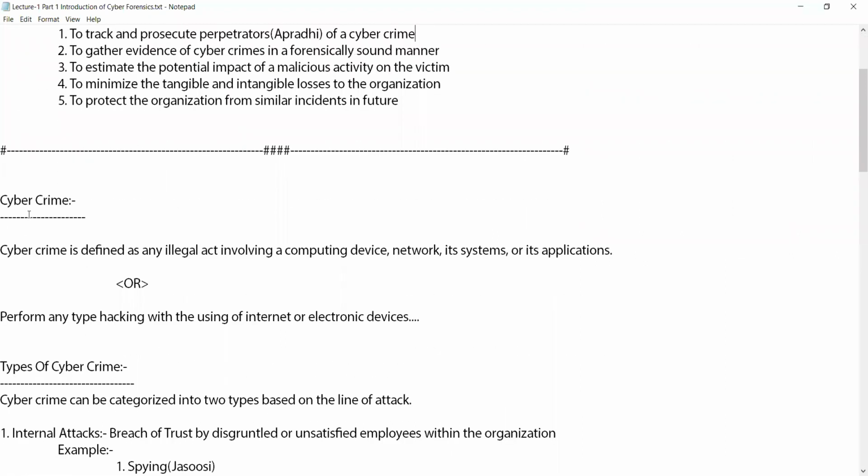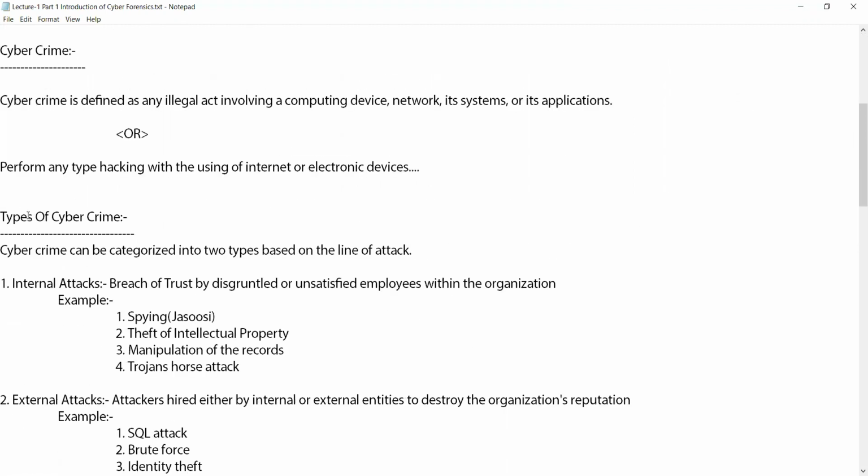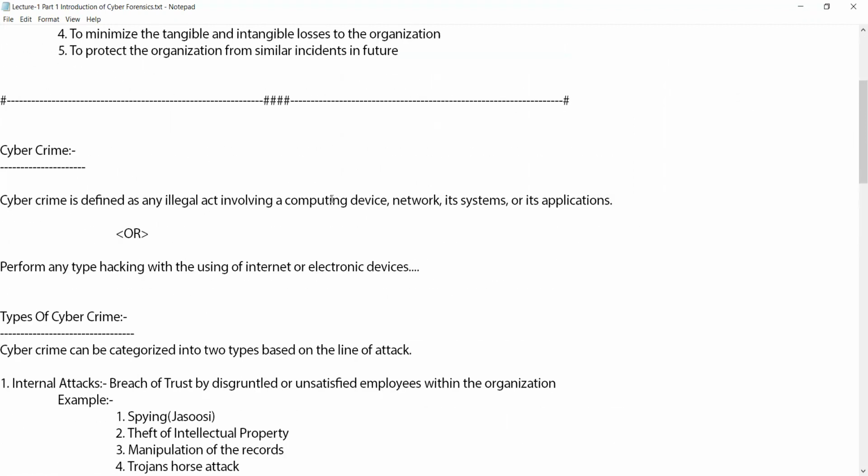Next thing we need to discuss: if you are a cyber forensic investigator, as I already told you, it deals with cyber crime. So firstly we need to discuss cyber crime. Guys, if a cyber criminal is doing an activity related to the internet as well as electronic devices for an illegal purpose, then that person is doing a type of crime called cyber crime.